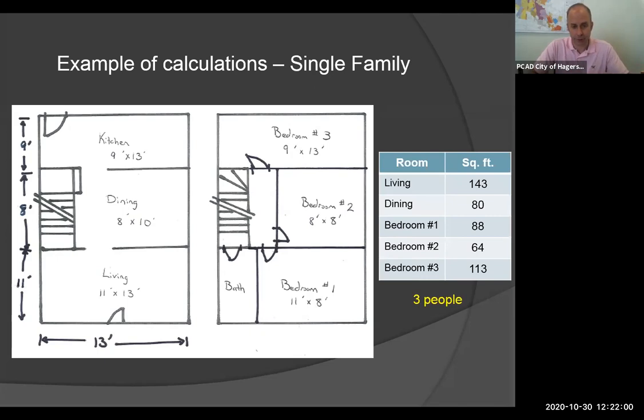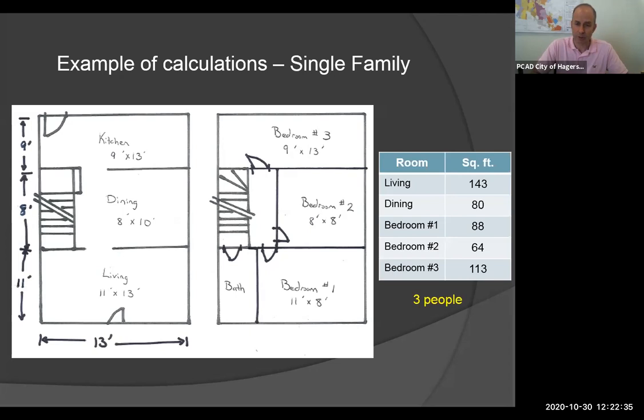That transferred over from the first floor to the second floor as well, because everything's being reduced a foot. So now bedroom 1 is 88 square feet, which is only big enough for 1 person. Bedroom 2 is now 64 square feet. That is not big enough to be a bedroom for 1 person, so that's not a bedroom anymore. And now bedroom 3 is 113 square feet. So now 3 people can occupy this building, with the requirements for the bedrooms.